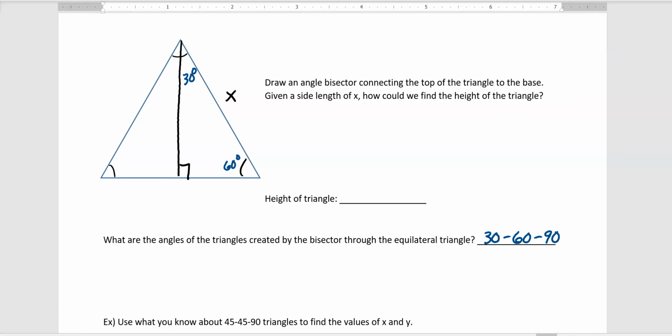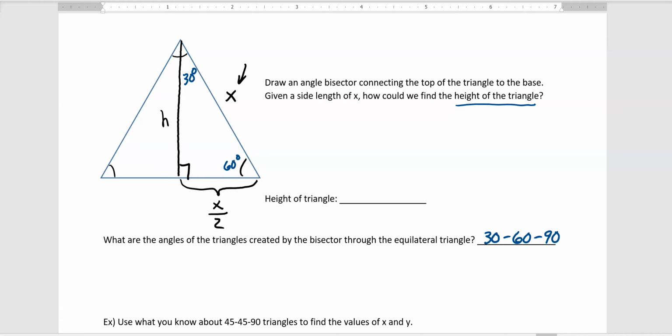So they're going to ask us to find the height of the triangle. Well, we can use Pythagorean's theorem again. So if this is side length of x, this section here would be half of that, right? So this would be x over 2. And we need to find our height.